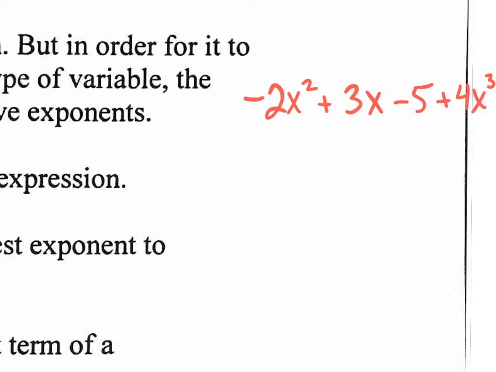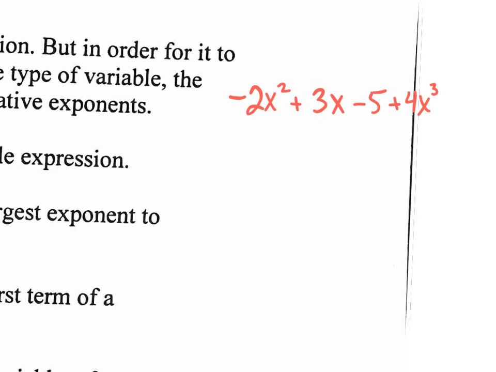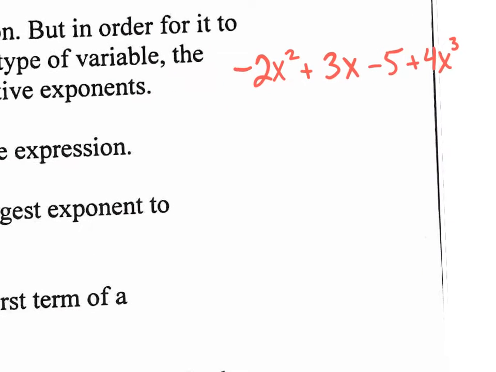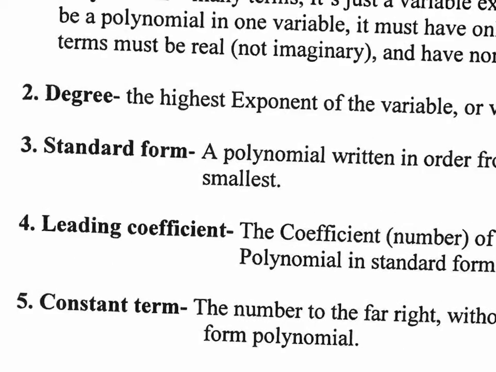Of course, there are some polynomials that are short, just one single term. There are some polynomials that are like 9 or 10 terms. But a polynomial is exactly that. It's just a variable expression, and it has terms in it. Let's move on to the next vocab word.